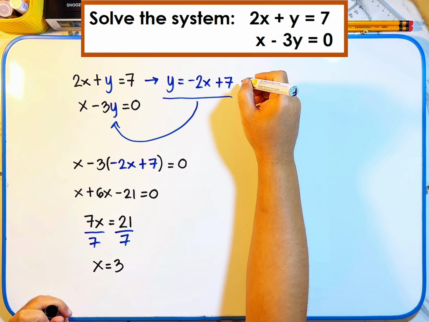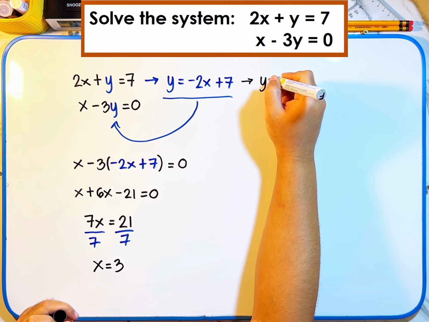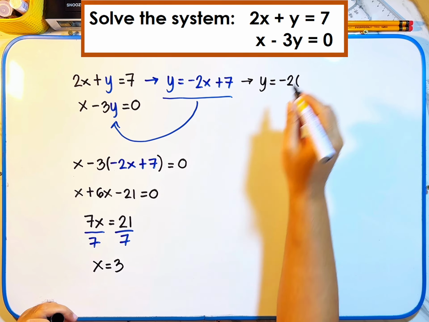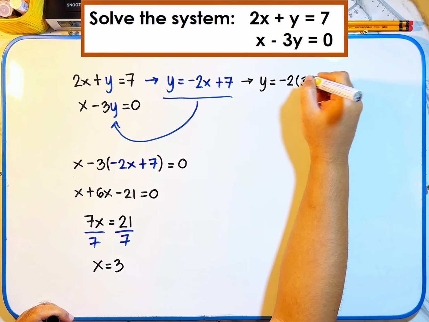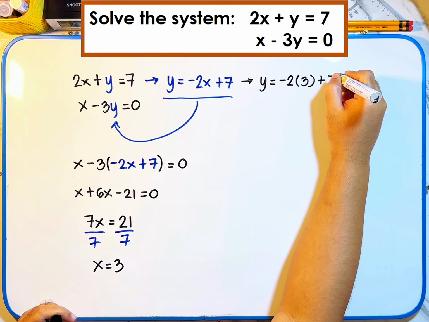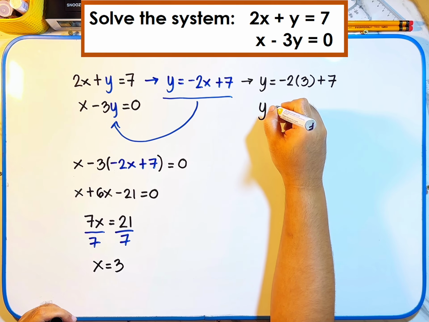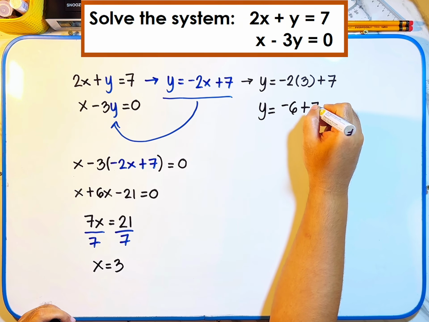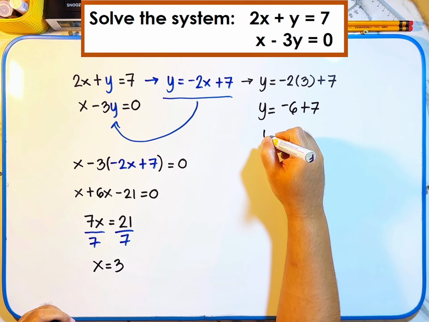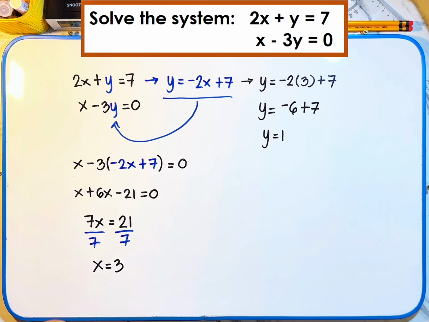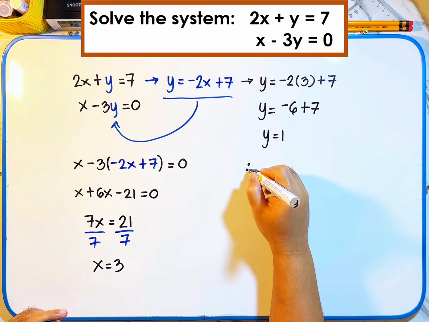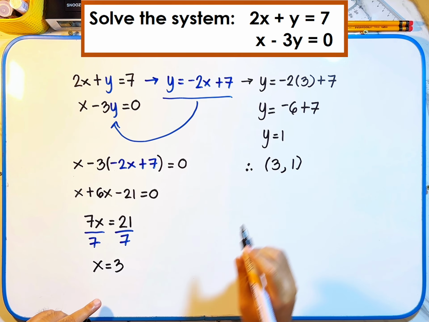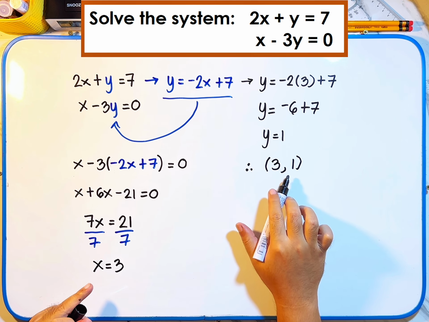So, let us substitute. y is equal to negative 2x and x is equal to 3, and then plus 7. Negative 2 times 3 is negative 6. And negative 6 plus 7 is positive 1. y is equal to 1. Which means the solution is the point (3, 1). x is 3, y is 1. (3, 1).